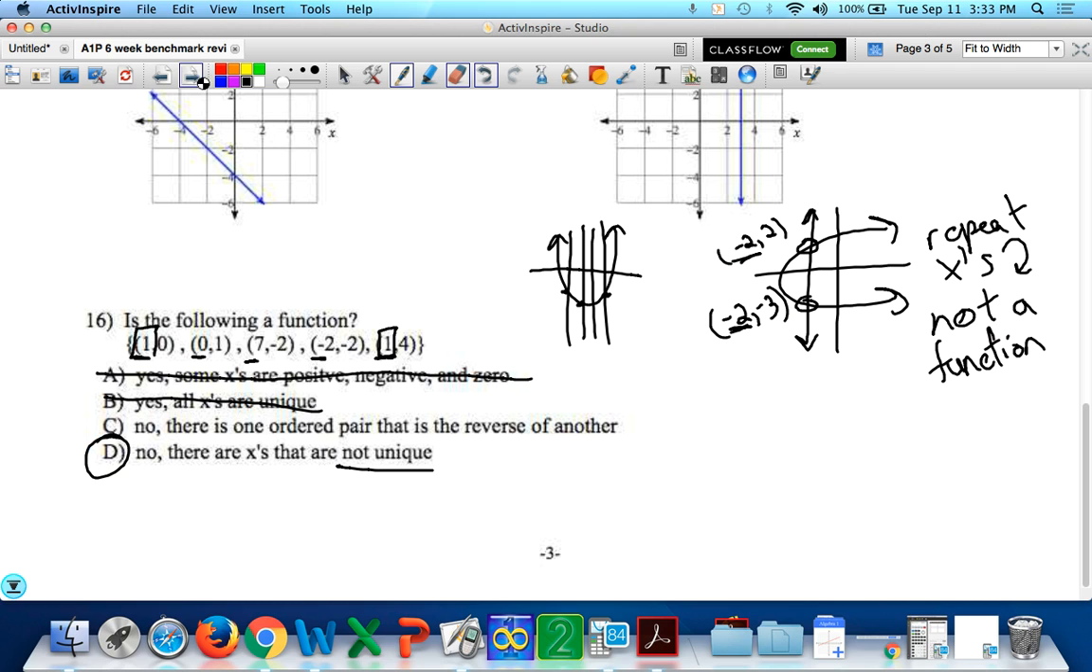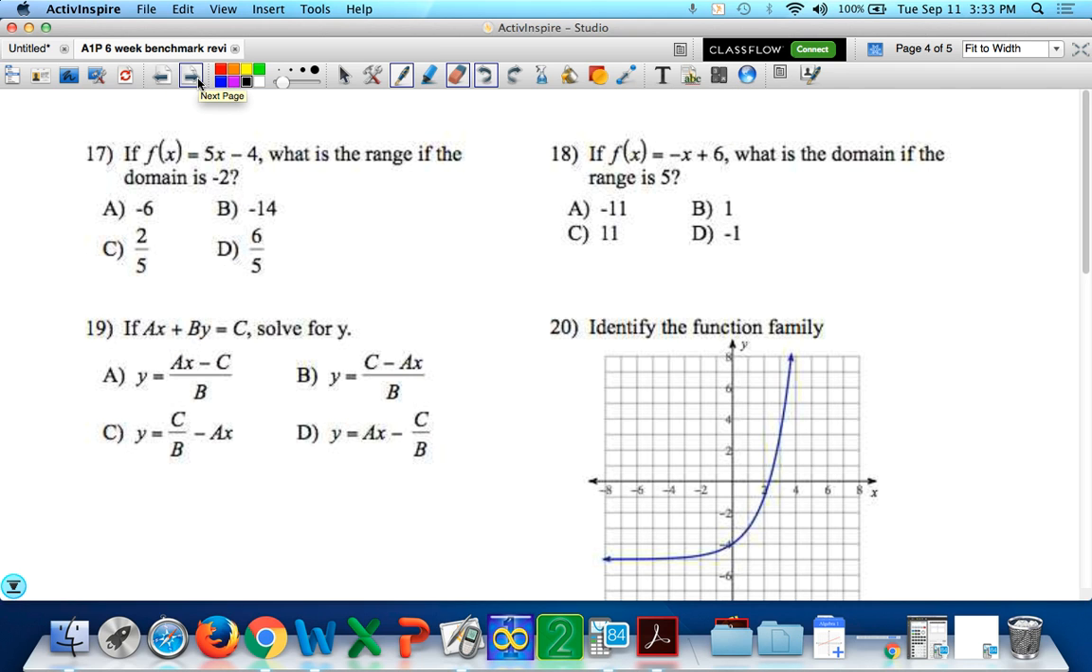16, not a function. Remember, this is just the review, so it's not like you can just say, oh, that means the one tomorrow is going to be not a function. I don't remember what the one tomorrow is. Okay? Be prepared for both of those.